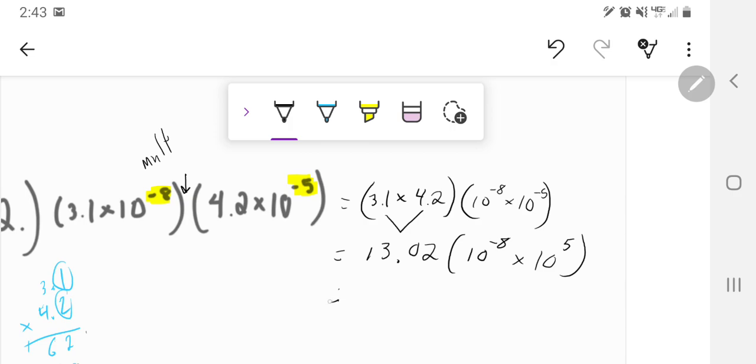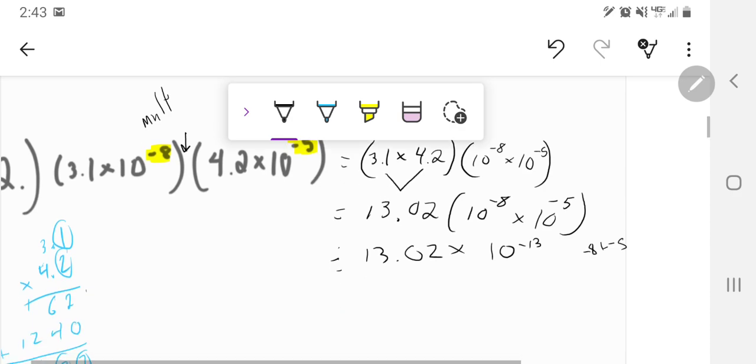All right, now we have to use our product of powers property. We're going to keep the base. We're going to add the exponents. So if I do negative 8 plus negative 5, that gives me negative 13. All right, this is where we could make a mistake. I hope you didn't make it.